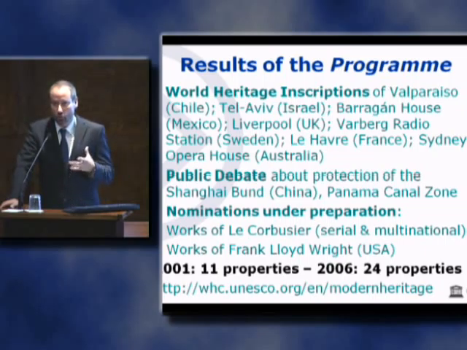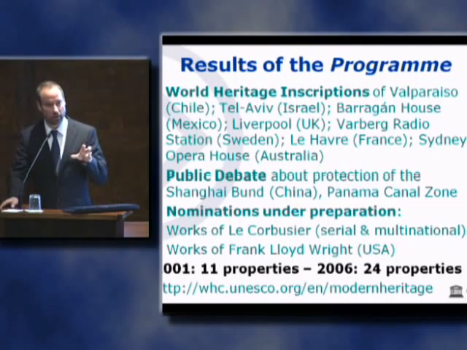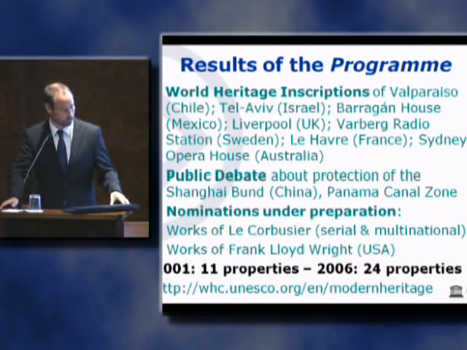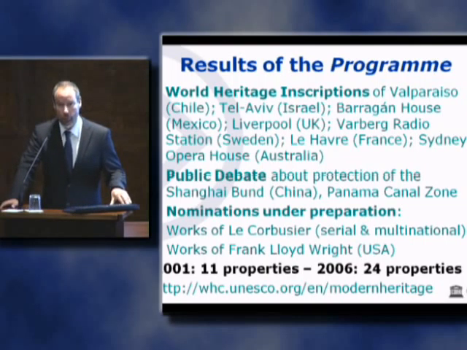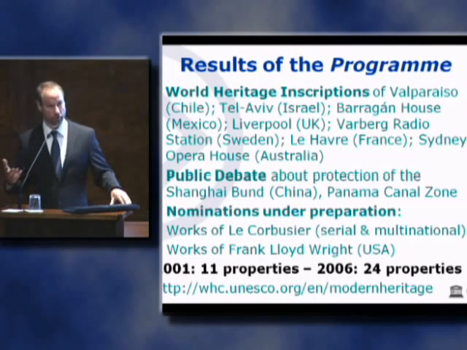They should now work with the outcomes of 5 years of programming, starting up a process of identification, putting sites of modern heritage on their tentative lists, which are lists that are indicating the properties that will be brought forward for World Heritage listing in the near future, and to start up the preparation of real nomination files for inscription on the World Heritage List.